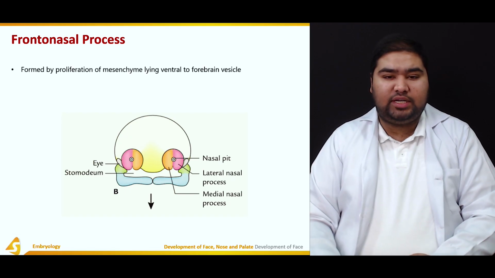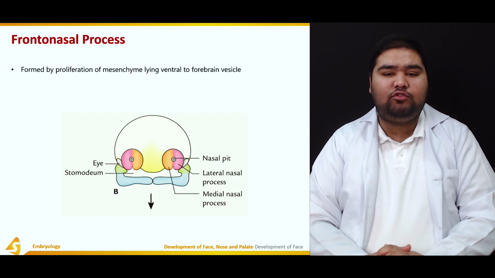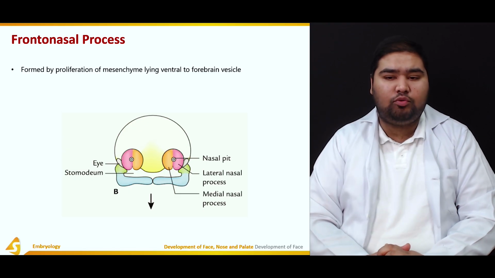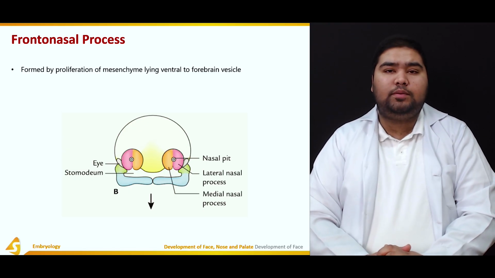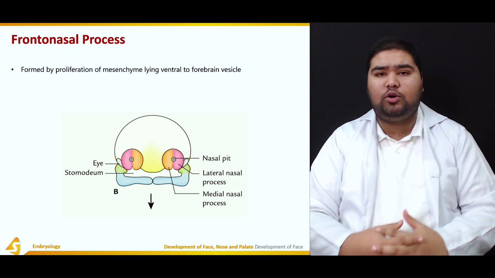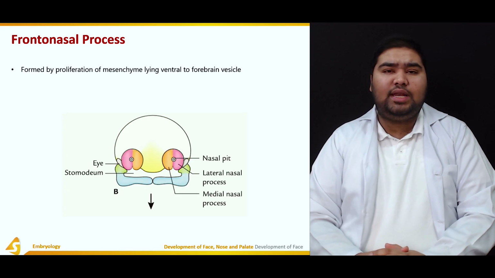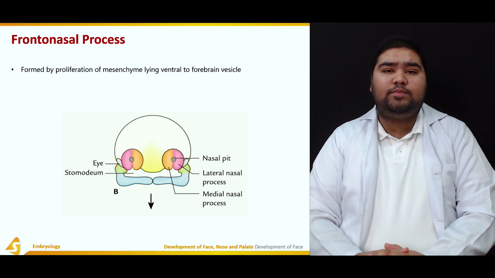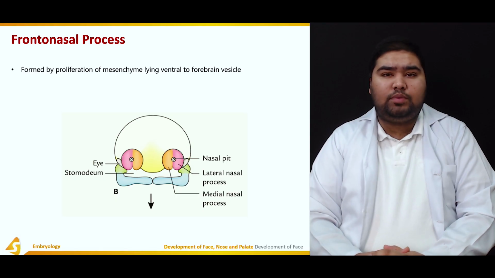Let's talk about the frontonasal process in detail. They are formed by the proliferation of the mesenchyme, which lies ventral to the forebrain vesicle. So for the purpose of reference, this is the dorsal aspect of the body and this is the ventral aspect of the body. The ventral aspect of the body lies towards the anterior abdominal wall, while the dorsal aspect of the body lies towards the vertebral column.